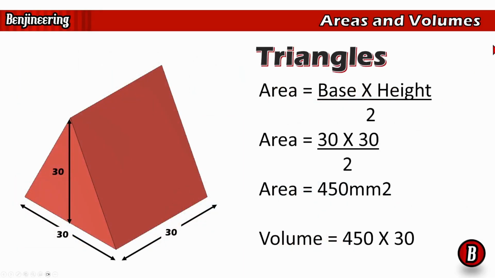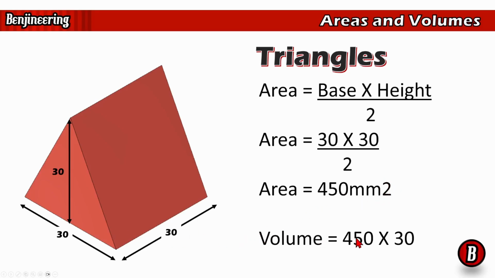So here's an example. We have got the same formula, base multiplied by height divided by 2. In this situation, I've stuck with 30s again. So we've got 30 wide, 30 tall, and 30 depth. So to work out the area of this face, we would multiply 30 by 30 and divide it by 2. Okay, which comes out as 450 millimeters squared. And I did not change that.